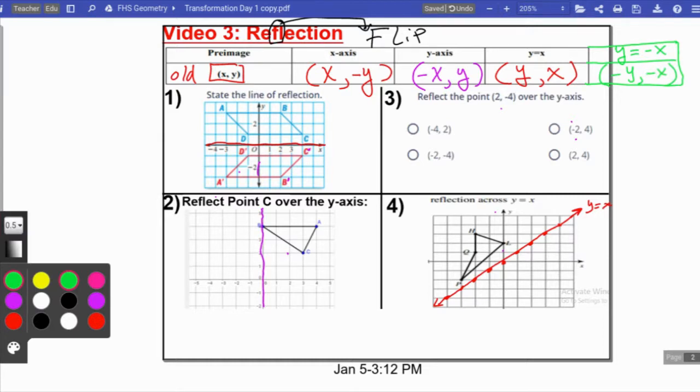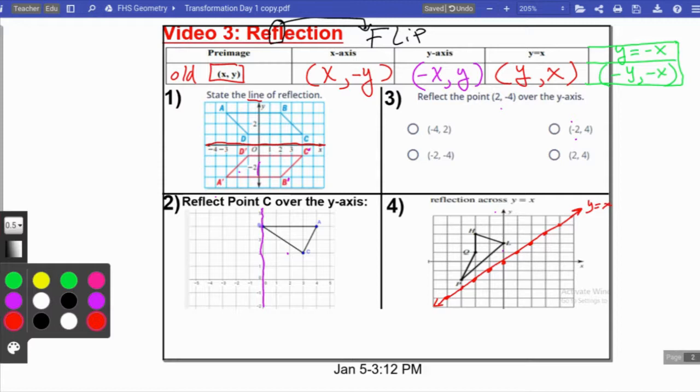All right, so let's get to work. So let's do number one. Numero uno. All right, we got this. Very simple. So number one says the following. State the line of reflection. State the line of how did it flip?